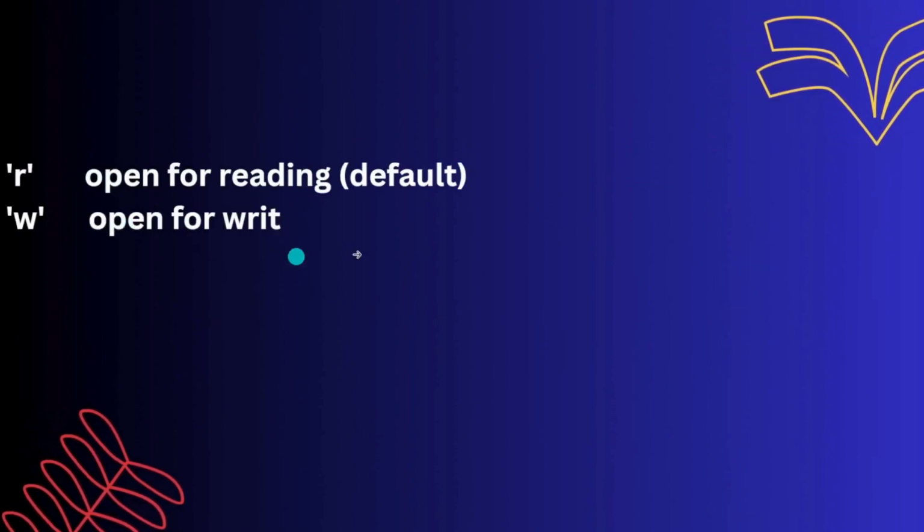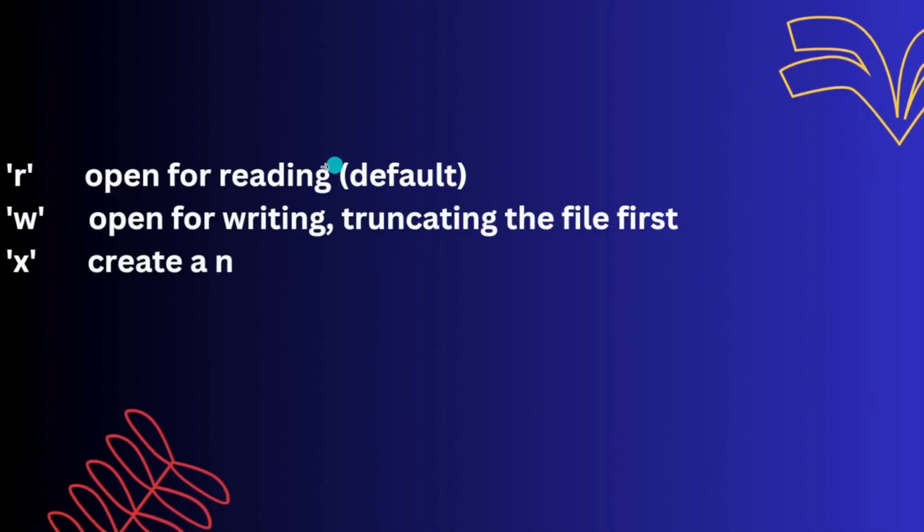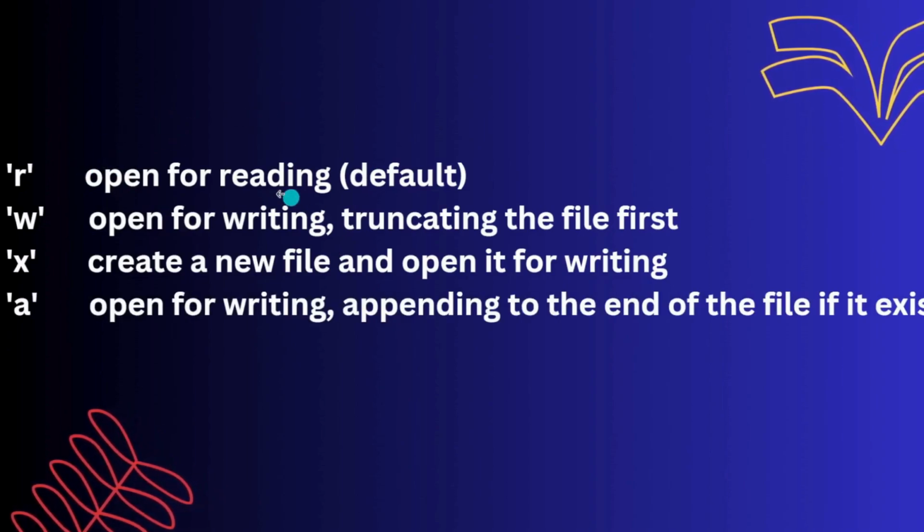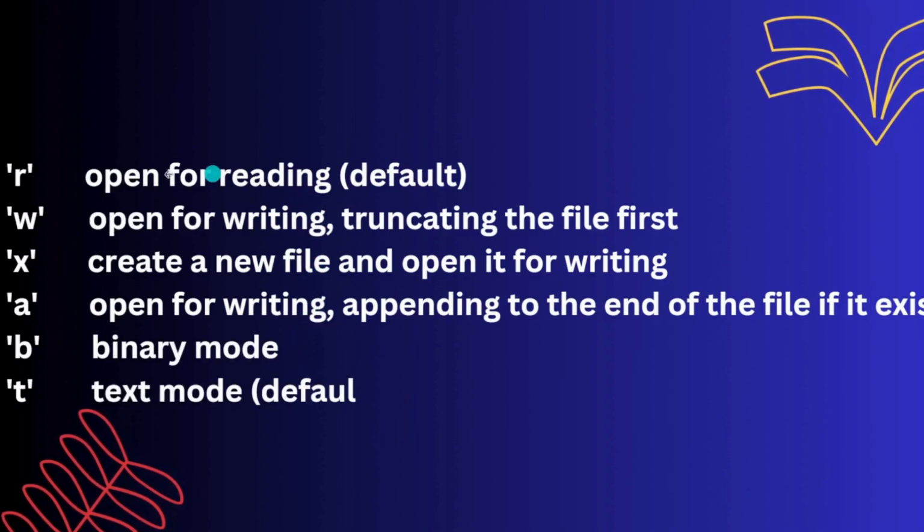Okay, so these are the modes available in the file operation. When we are giving the open function, what are the options we can pass as a mode? R is provided to open the file in reading format. By default, the file will be opened in this mode if you don't pass any mode. Then W is used to open for writing, truncating the file first. Here what happens is when you pass the mode as W, if the file already exists with some contents, it will delete those contents and write the new contents.